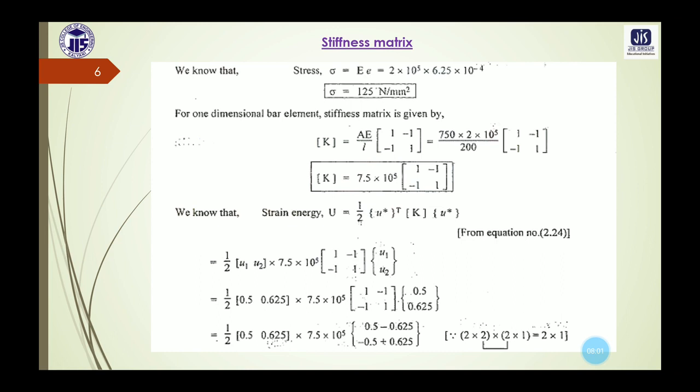So next, we need to calculate the stress. Using Hooke's law, we can calculate the stress, that is sigma equals Young's modulus into E, that is the strain. Now the strain value we have calculated just now, that is 6.25 into 10 to the minus 4, and the value of the Young's modulus, it is given in the numerical, which is 2 into 10 to the power 5. Now if we perform the multiplication of these two values, we will get the value of the stress, which is coming as 125 Newton per millimeter square.